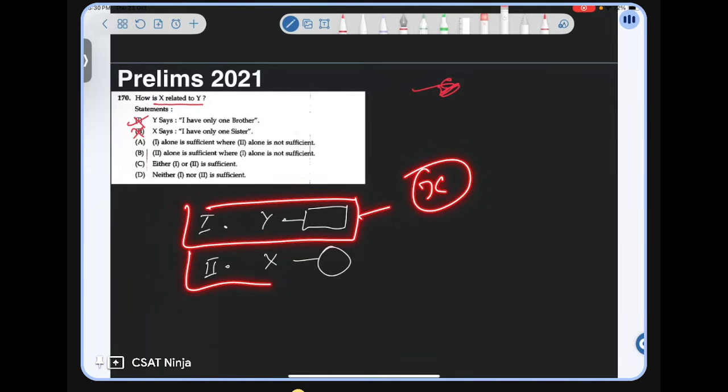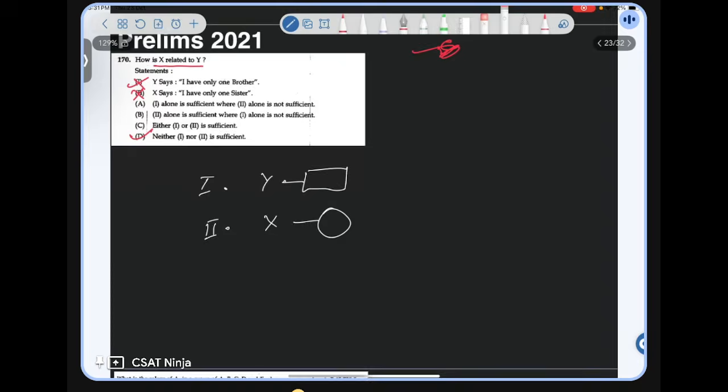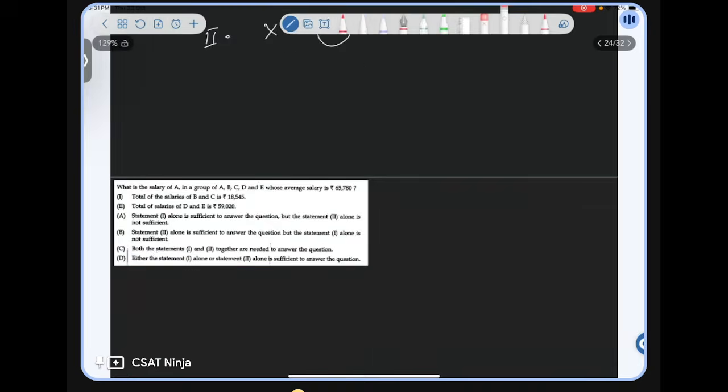Same thing here. Statement number 2 is also an independent statement, because it doesn't say anything about Y. So I cannot combine two independent statements. That's the reason why neither 1 nor 2 is sufficient to answer this, because I cannot combine these two as well, since there's no relation given in this question. That's the reason why both of them together are not sufficient to answer. Are we clear with this? Yes. Okay, let's go to the next.